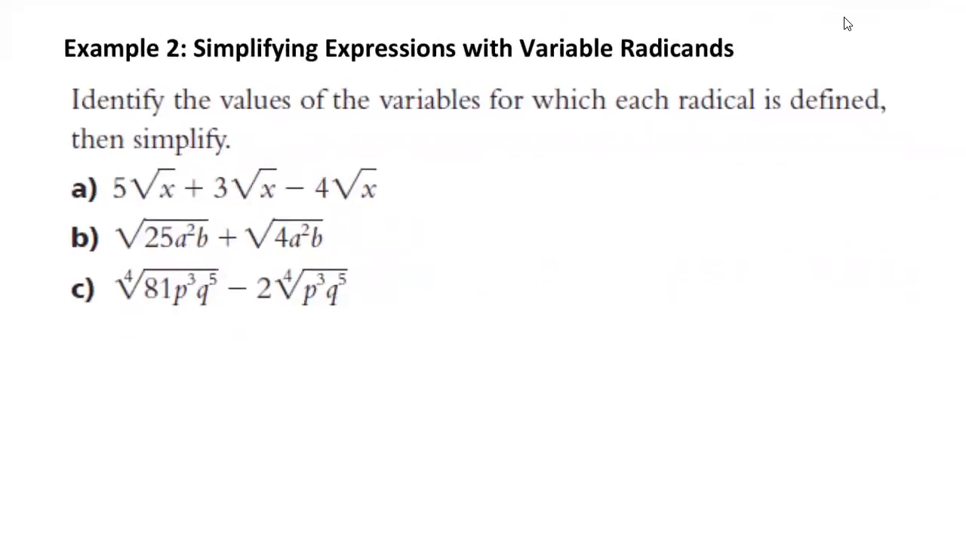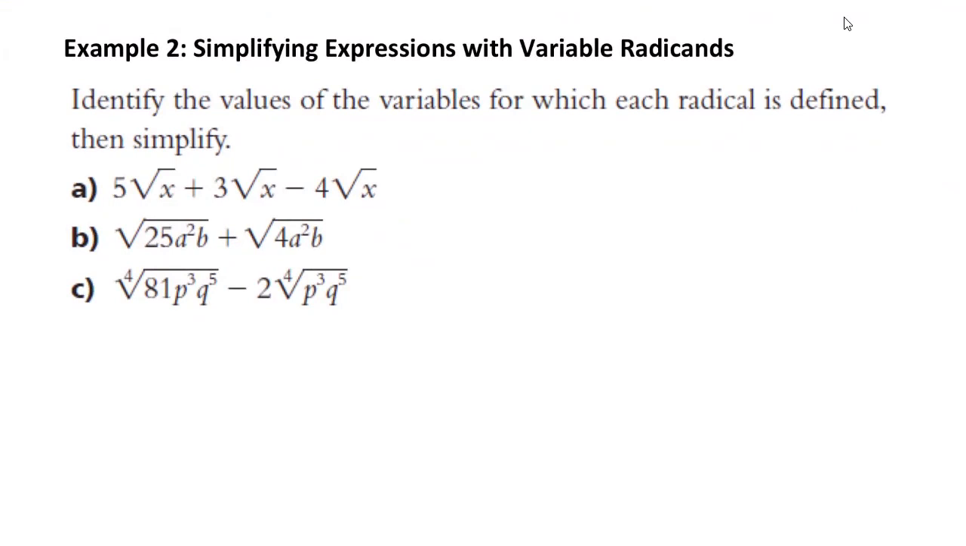Simplifying expressions with variable radicands. Again, this is no different than what we've been doing. You go here, it's telling you, okay, we're going to have to simplify, right? Identify the values of the variable for which the radical is defined, and then simplify. So again, when you have variables inside the radical sign, you have to go through that process of defining the variables just to make sure.